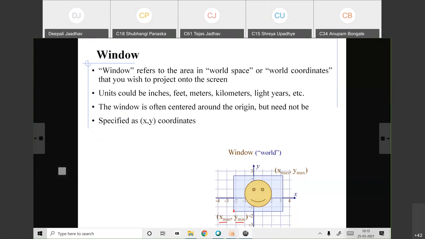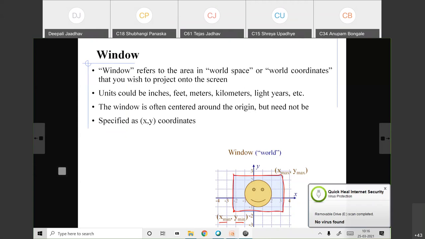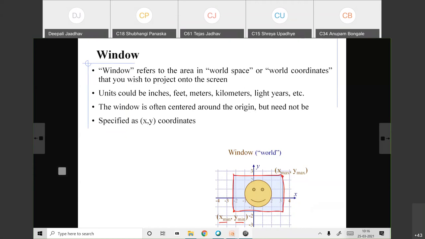So this is my window where I am going to display a smiley image. X min, Y min indicate the minimum value of X, it is here, and the minimum value of Y, it is here, and then there are X max and Y max. That is my window where I am going to display some image like a smiley image.